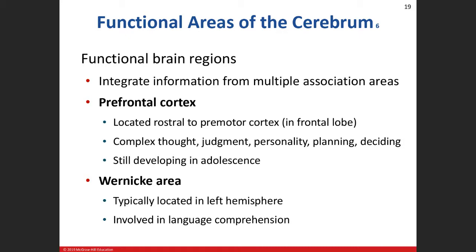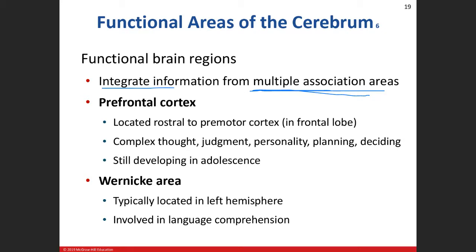Okay, so continuing on with some of the functional areas of the cerebrum here. Now we're going to start talking about areas that work in concert with other areas in the brain. So we're going to integrate this information from many of the association areas throughout. I had a really cool picture in my previous slideshow that explains the integration of the multiple association areas, but I don't have it here.